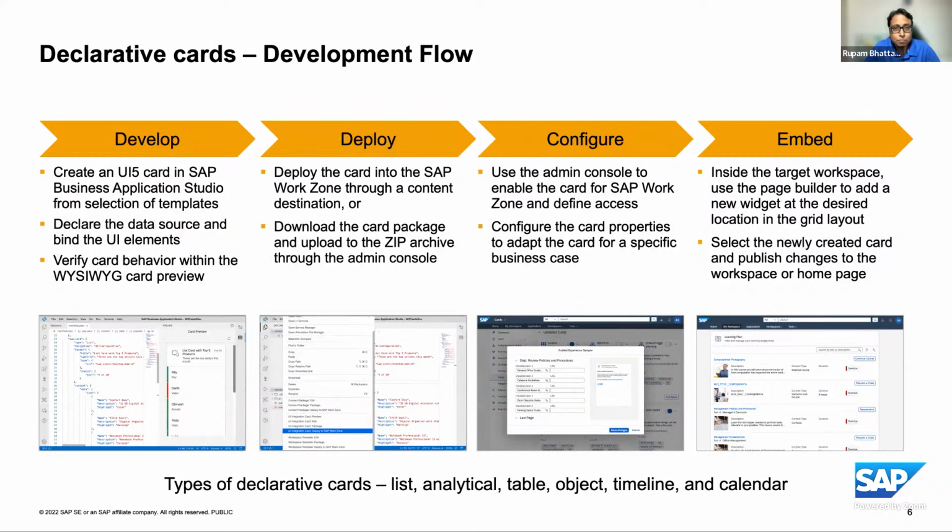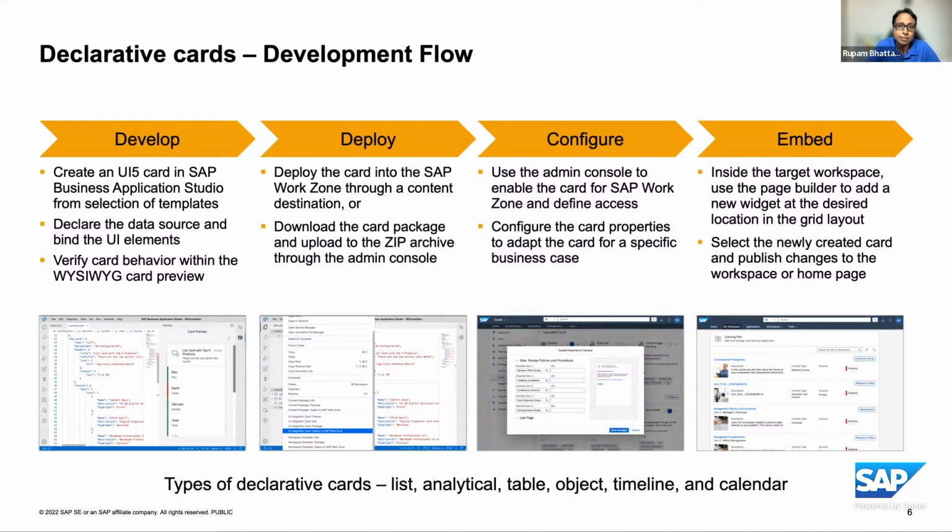So this is the flow of development of the declarative cards development. And the basic steps are that you would use Business Application Studio to develop the card. And I think we will extensively see how in today's session. You would then deploy this card to SAP Work Zone via the Work Zone deployment channel.